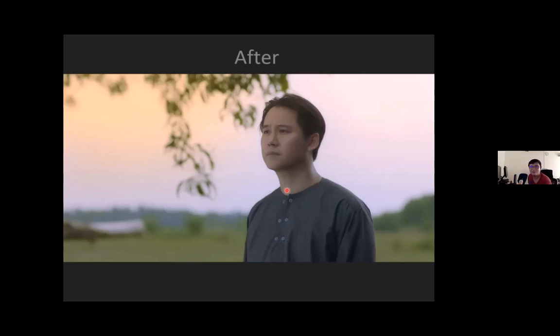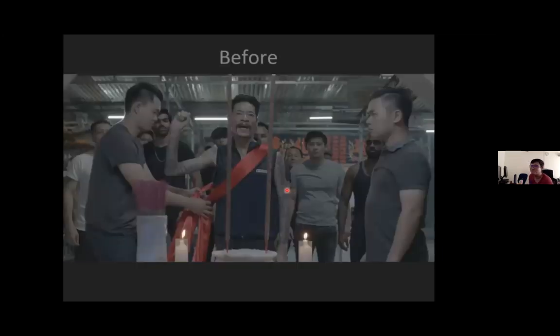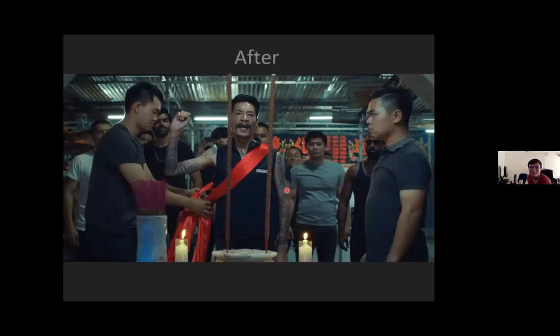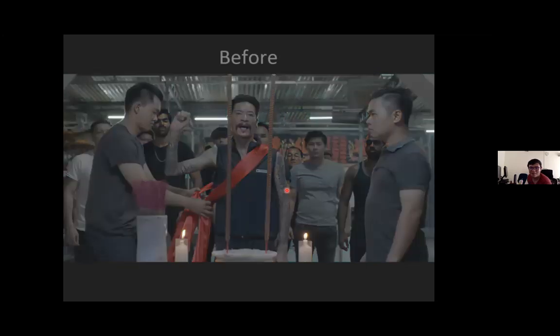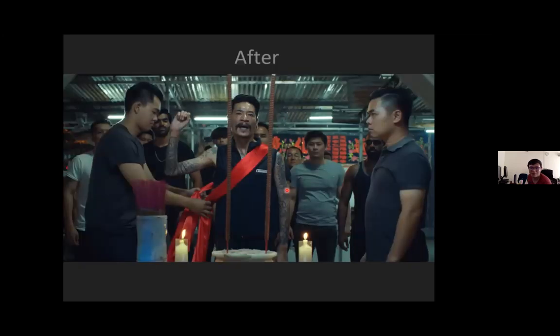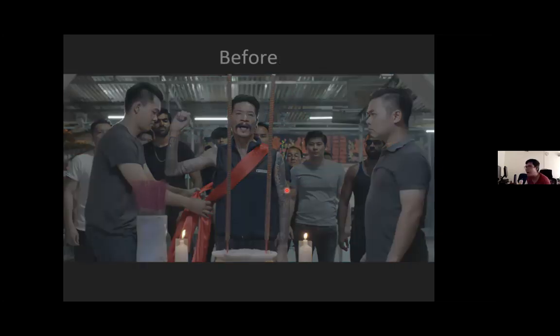Okay, so next example. Before, okay. If you guys watch Money Heist, I think you can kind of relate to this. All right, this is the after. Okay, before, after. So you can see that before that, it's so dull. Everything is just purely white and not so saturated. Nothing is very interesting. There's no central focus.